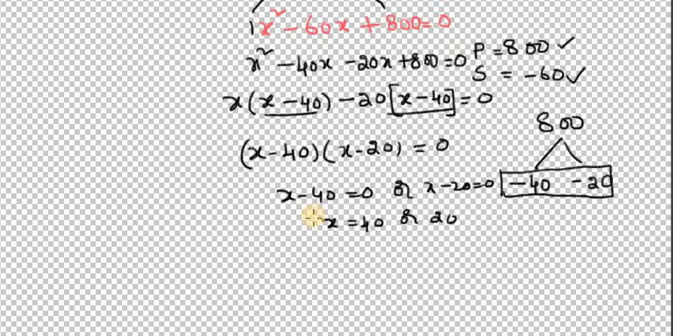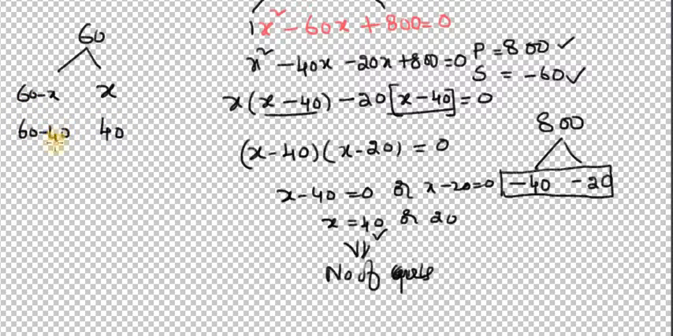So what have we taken as the x value? Before, we divided 60 into two parts: one is x and one is 60 minus x. Here x is nothing but the number of girls. So the number of girls is 40, and 60 minus 40, that is 20. So the number of boys is 20. So this is all about the sum.